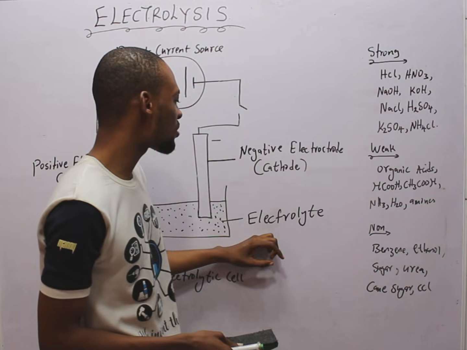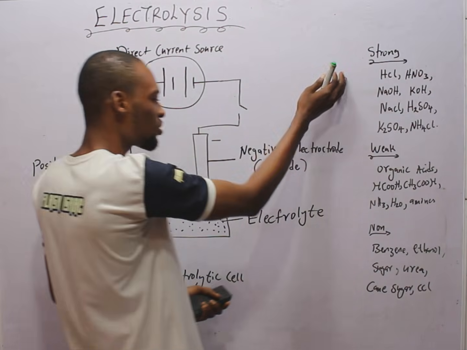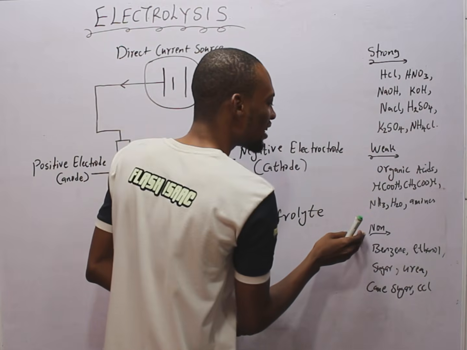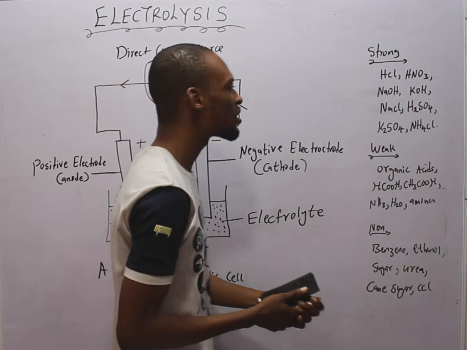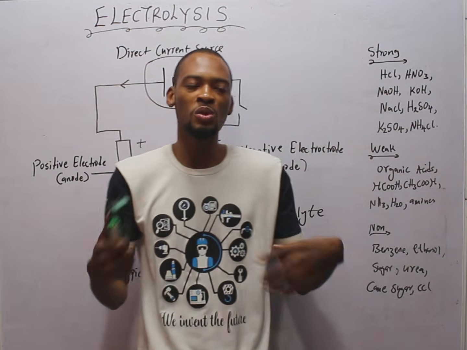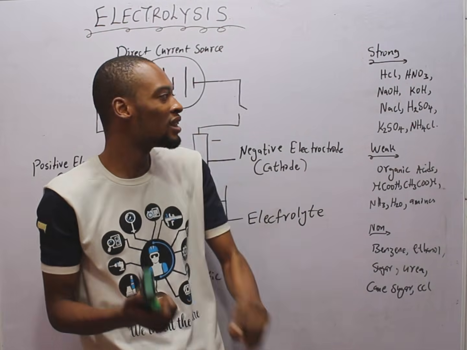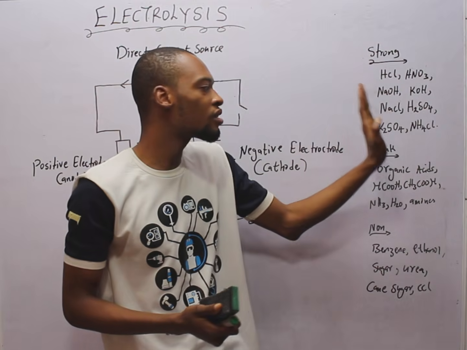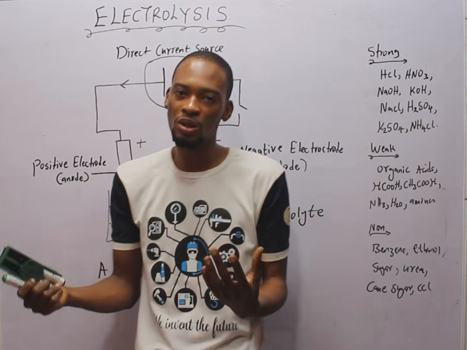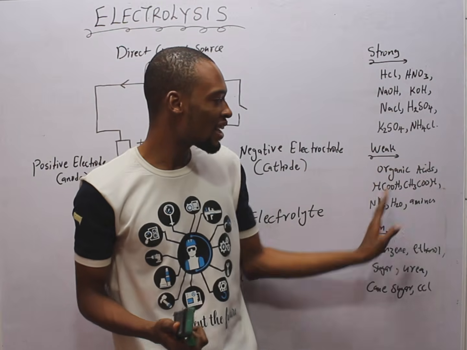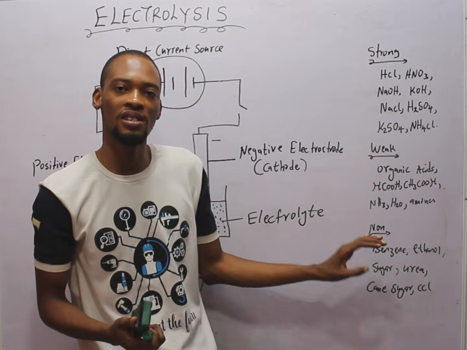Now, talking about electrolytes, we have strong electrolytes, weak electrolytes, and non-electrolytes. Strong electrolytes are solutions that ionize completely. So they are very strong and they ionize completely. These are examples of strong electrolytes. Weak electrolytes don't ionize completely in solution. So examples are organic acids and others, as we can see.